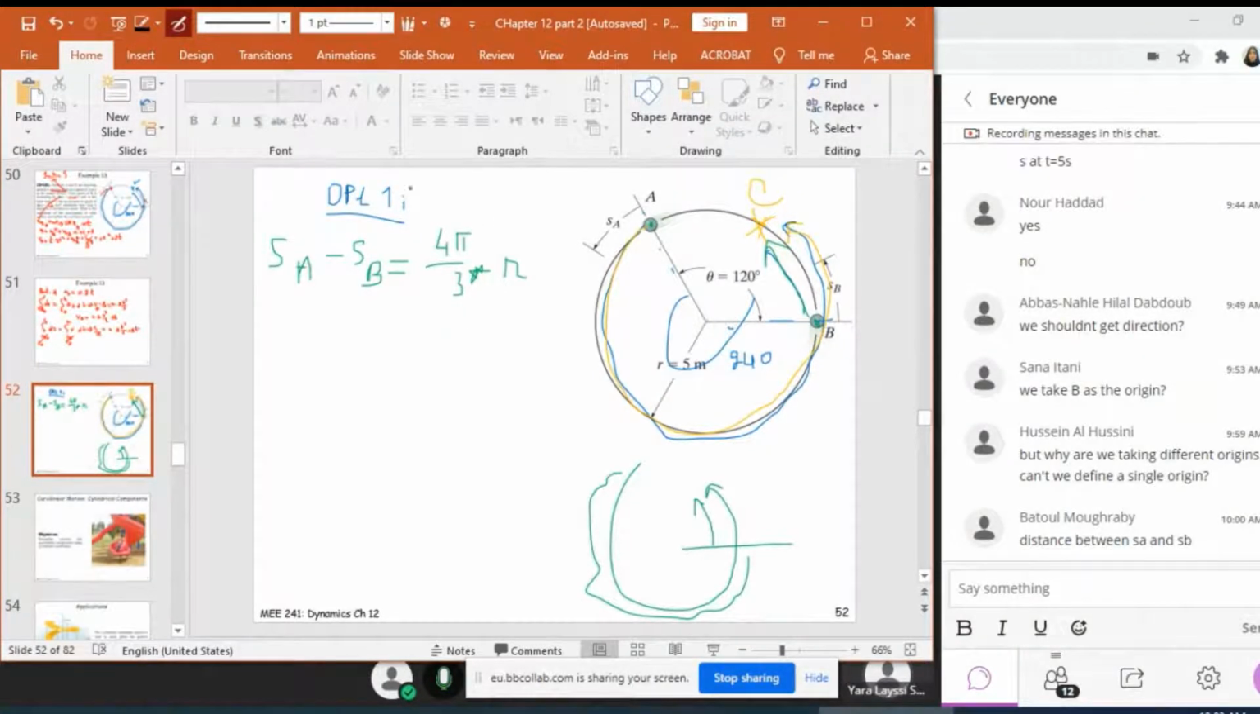Right? So why is it 4 pi over 3? Because it is 240. All right, so this angle here is 240. If I want to convert it to radians in order to find the arc, remember, guys, the arc is r theta. I cannot put this angle in degrees. I should put it in radians. So this angle is 4 pi over 3 times the radius that is given as 5.